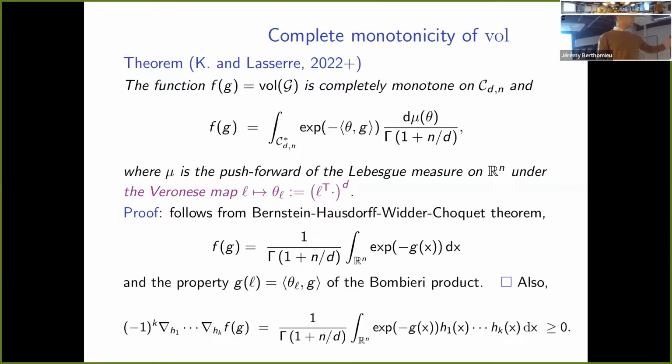Because when you differentiate the exponential of minus g against some h, then it corresponds to multiplication of this exponential by the inner product with h. Okay, so as soon as h comes from the primal cone C and g, so you'll see that this h_j of x is given by this formula. It's just an inner product with a point on the Veronese, so everything remains non-negative.